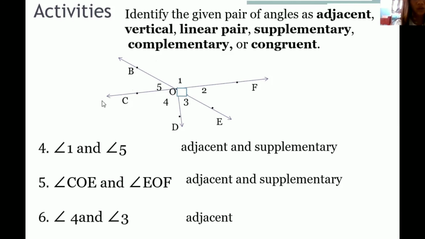Last, we have angle 4 and angle 3. Okay, angle 4 and angle 3 are adjacent because they have a common side OD. They are not vertical. They are also not a linear pair, and not supplementary nor complementary. So it is an adjacent angle.